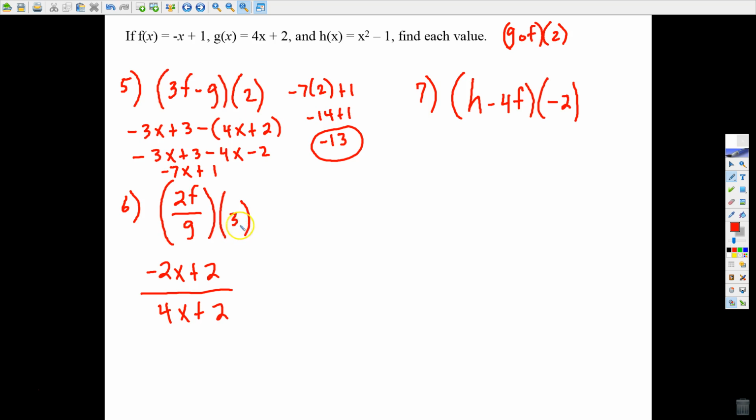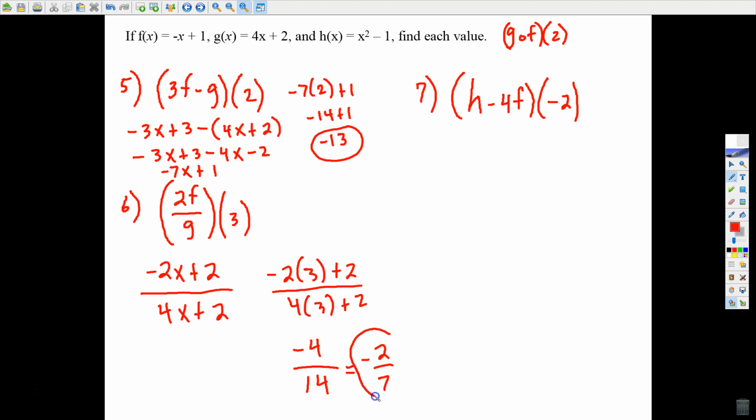Now I can just go ahead and input 3 for both of these x's. Now that I've done this operation, I'm going to input 3. So negative 2 times 3 plus 2 divided by 4 times 3 plus 2. Negative 6 plus 2 is negative 4, and 12 plus 2 is 14. And then when you reduce or simplify, you get negative 2/7. And that's the answer for number 6.